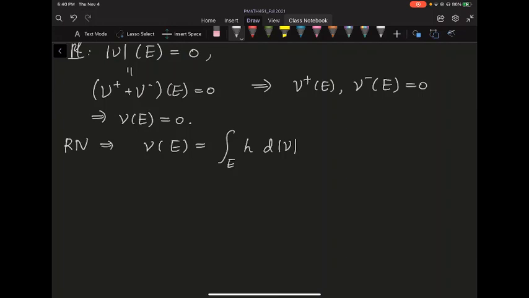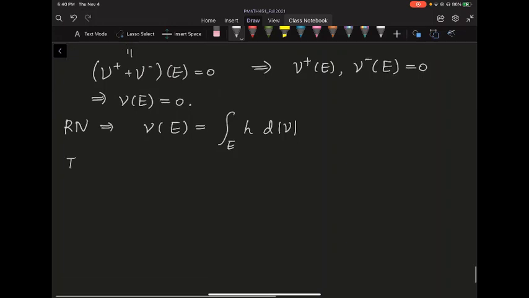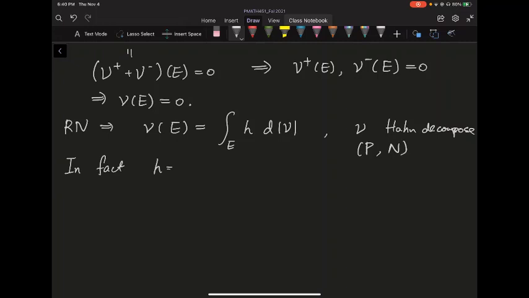Well, in fact, we can know a little bit more about this H. In fact, I want to tell you what this H is. So H is basically the following. Remember that nu has a Hahn decomposition. So you decompose the space into the positive part and the negative part. You partition it in an almost unique way. And you let H be the characteristic function over the positive part.